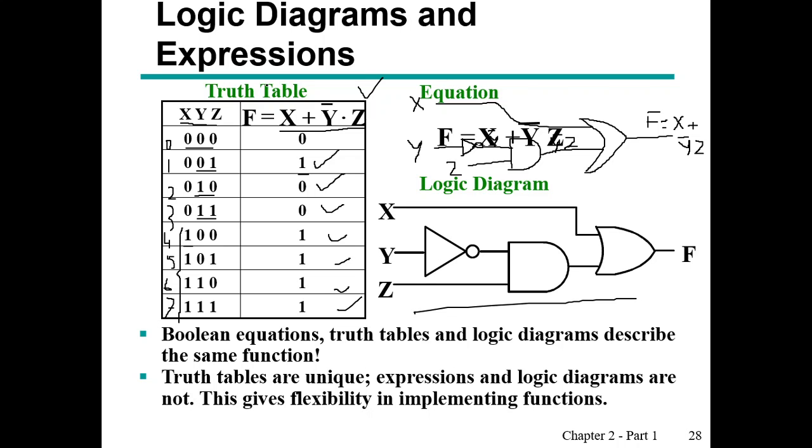Now, truth tables are unique. Truth tables are always unique because they list down all the possible combinations of the input variables and the value of the function for all those possible combinations. This expression can be different. We will learn it later. And similarly, this implementation can be different. But the truth table is always unique. So if this expression can be different and this logic diagram can be different, that means you can implement the same function in different ways. We learn how to represent the same Boolean function in different ways.